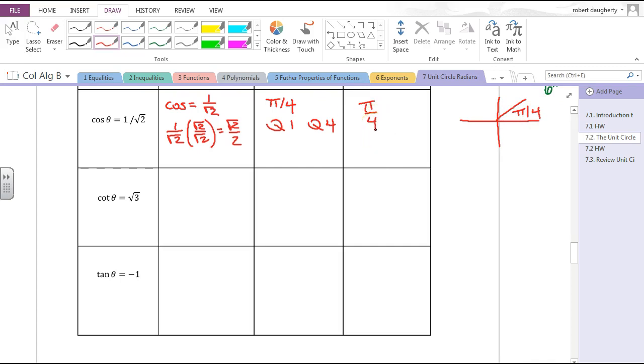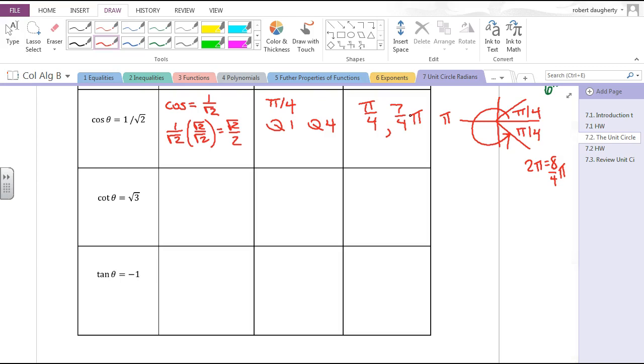Okay? If I go to quadrant 4, I'm measuring this angle all the way around. So this is pi, and then 2 pi is the same as 8 over 4 pi. So I don't quite make it to 8 over 4 pi. I'm 1/4 short of that. So that angle is 7/4 pi in the fourth quadrant.